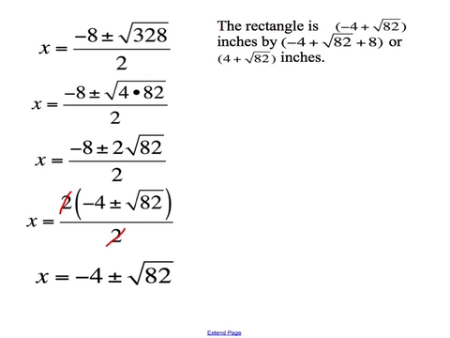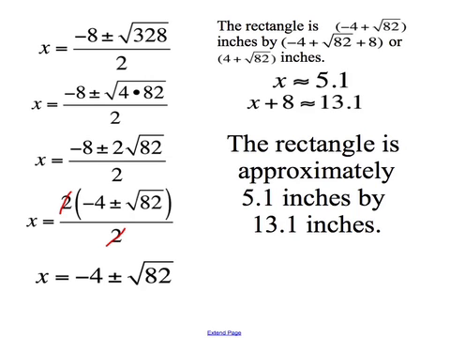And that goes with the width, which we already knew, is negative 4 plus root 82. But when we're actually working with the rectangle, we would probably want to make the rectangle, and we're going to have to decide what we can round it off to. We get our calculators out, and we round to the nearest tenth, and we get that the width is 5.1 inches, and the length is 8 more than that, or 13.1 inches. So our rectangle is approximately 5.1 inches by 13.1 inches.